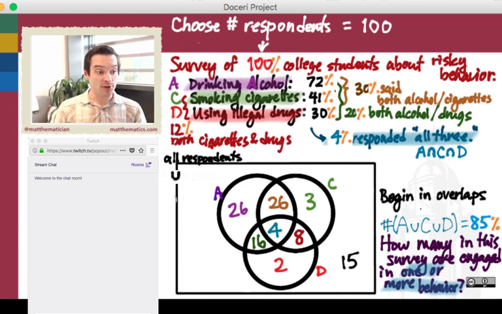But just being able to play with these percentages, turn them back into raw numbers by choosing the number of respondents to be 100, then do the survey problem like usual and reintroduce the percent signs at the end. That's a really, I think, straightforward strategy for what to do in a survey problem when you're given percentages rather than numbers.